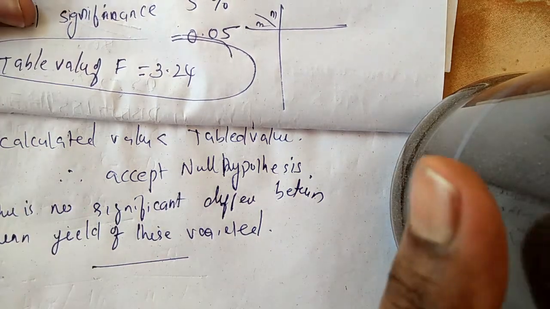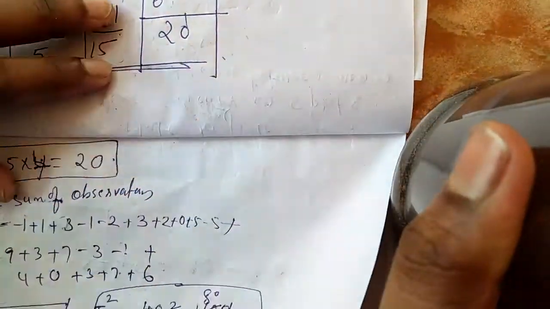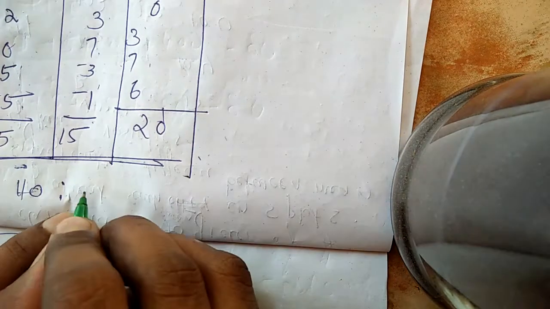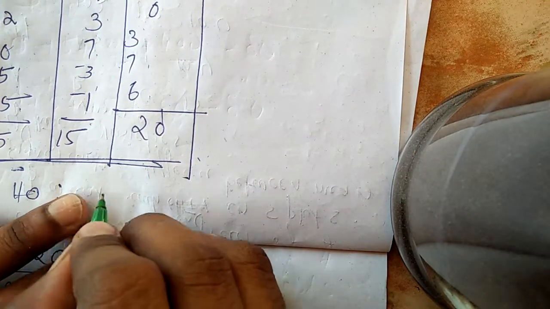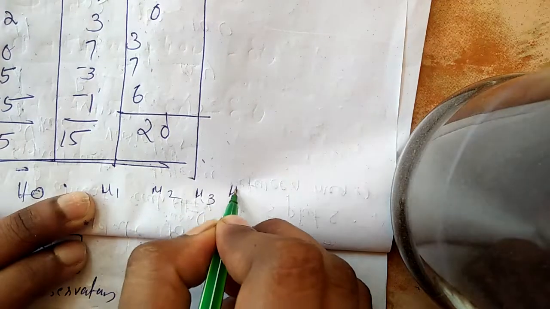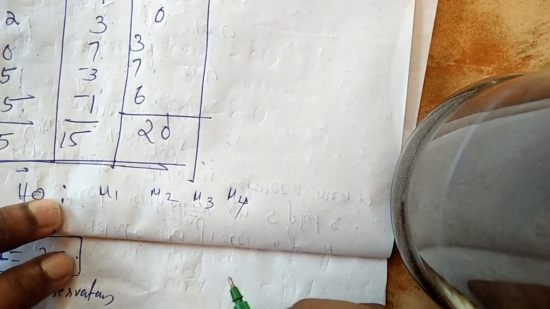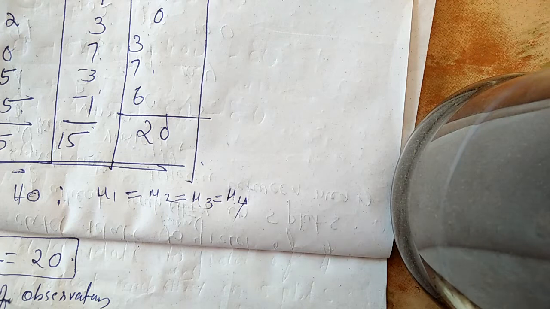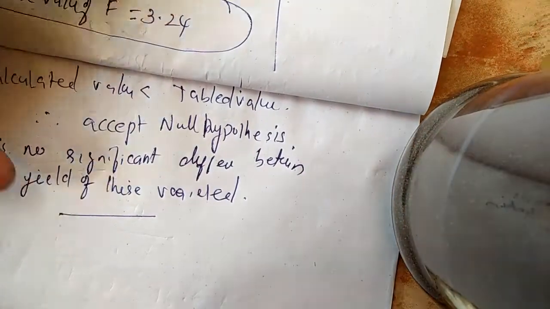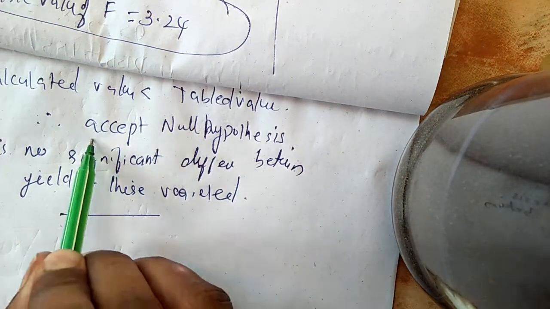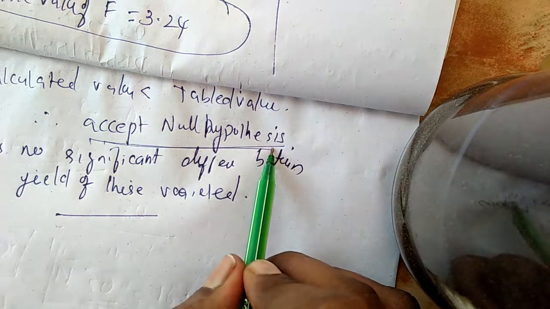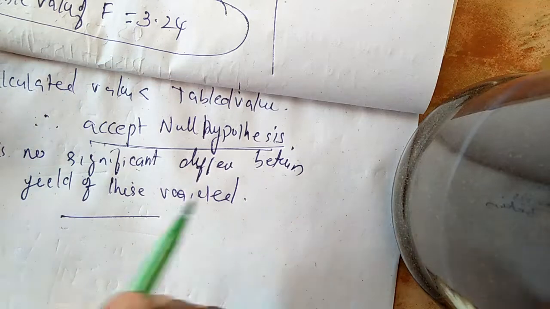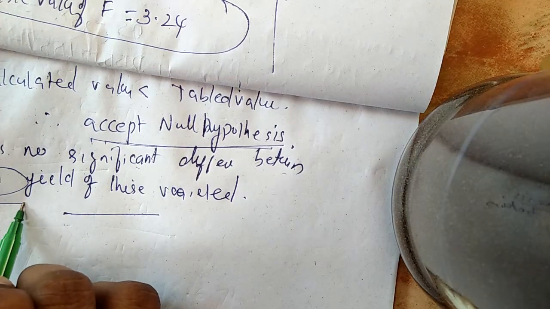First we assume the null hypothesis. Our null hypothesis H naught is there is no difference between means. Mu1, mu2, mu3, mu4 are the means of the 4 samples, and all of them are equal. No difference between these samples, same sample means. So here the calculated value is less than the table value, so accept the null hypothesis. That means there is no significant difference between the means of the 4 samples.